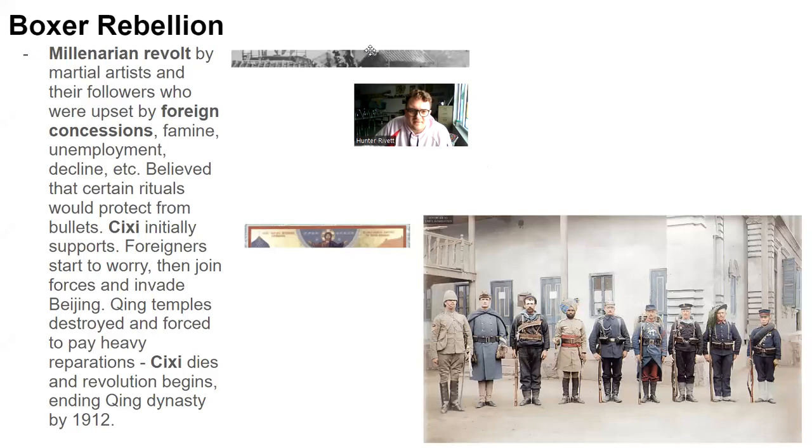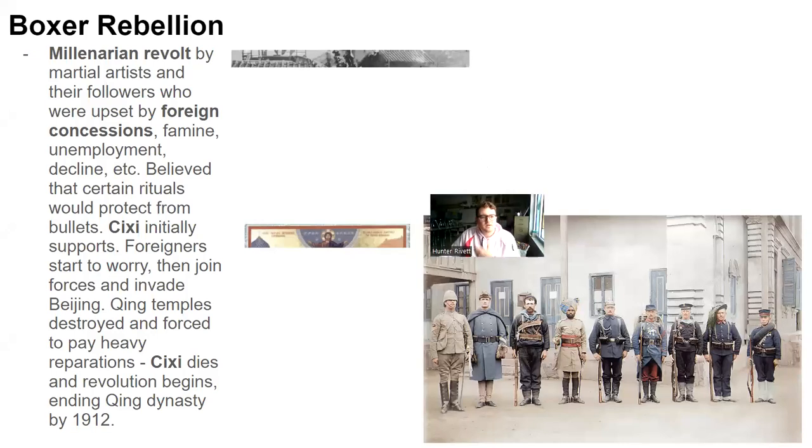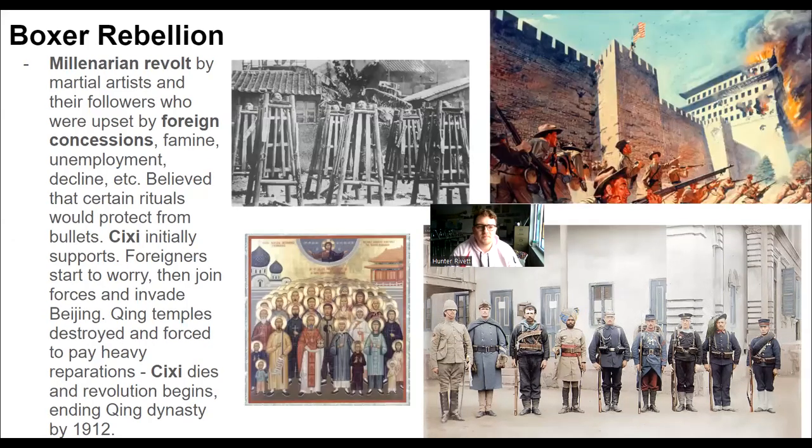Now, they're not done with having problems of their own. There's another millenarian revolt called the Boxer Rebellion. You may have learned this in U.S. history as well. It was actually called like the Society for the Harmonious and Righteous Fist or something. We call it the Boxer Rebellion because that's easier to say. A lot of the people who led it were martial artists and used those skills. But these were people who were upset by foreign concessions, foreign interference and influence, famine and unemployment, and general Chinese decline, right? They believed that certain rituals would actually protect them from bullets.